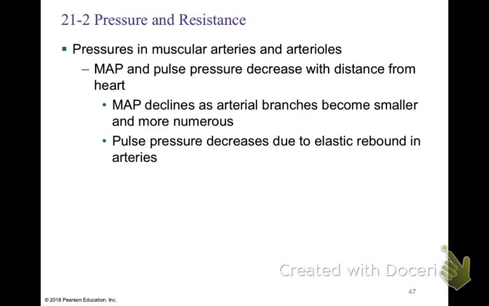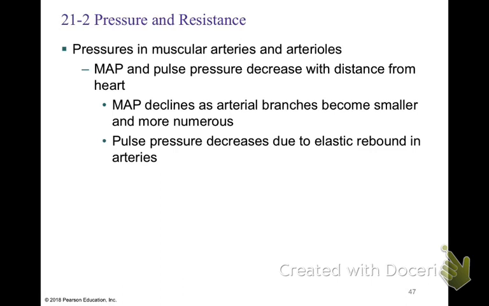All right, now, in the muscular arteries and the arterioles, this is where vasoconstriction and vasodilation are going to control the mean arterial pressure. And the farther away you get from the heart, so imagine your digital arteries compared to your brachial artery, digital arteries in your fingers compared to brachial in your arm, the further away you get from the heart, the lower the pressure is going to be.